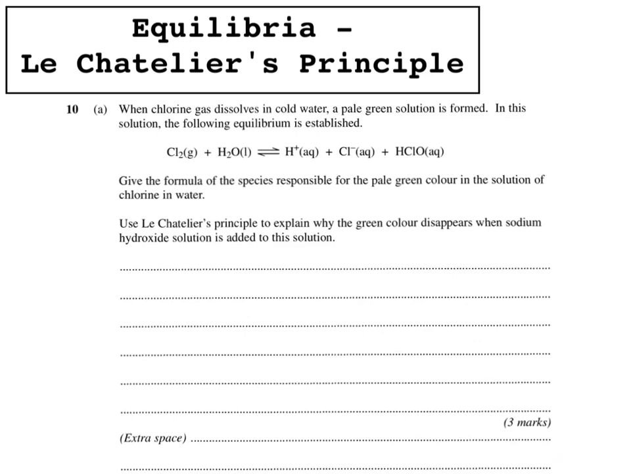This last question I'm going to show you is kind of where the exam board seem to be going with these equilibrium questions recently, and it's kind of amalgamating 2 different topics. So it says when chlorine gas dissolves in cold water, a pale green solution is formed. In this solution, the following equilibrium is established. So there's the equilibrium. It says give the formula of the species responsible for the pale green colour in the solution of chlorine and water. Now the pale green colour is the chlorine. So that first mark is to say Cl2.